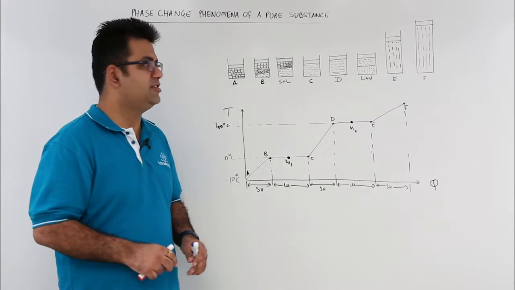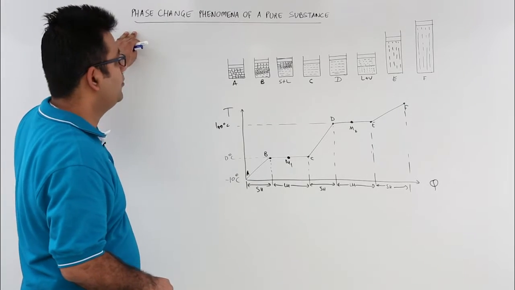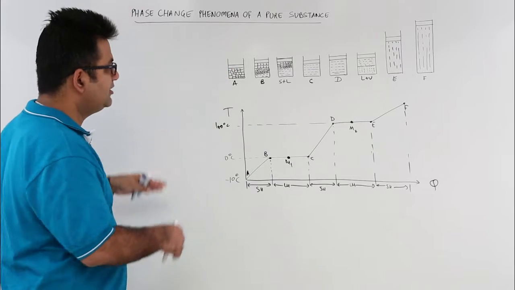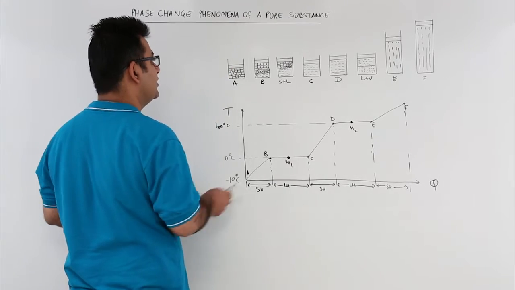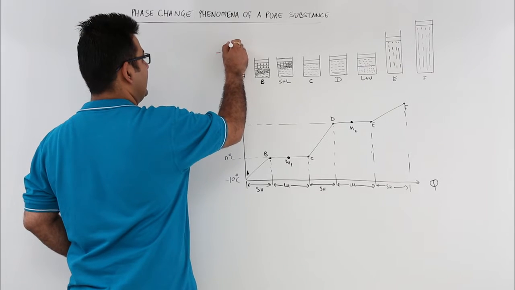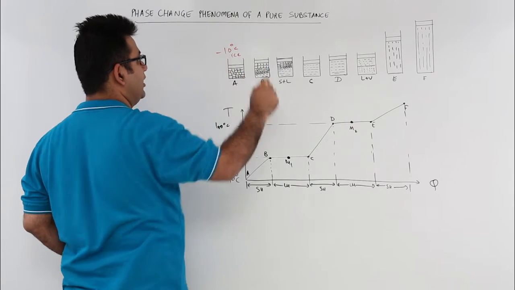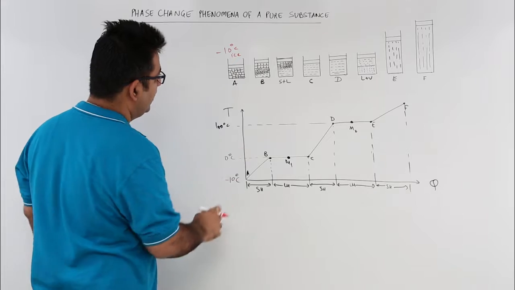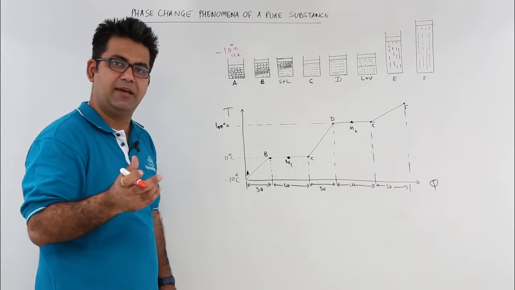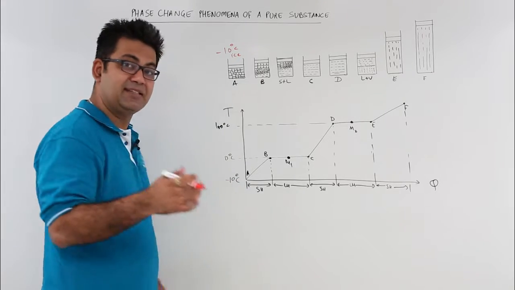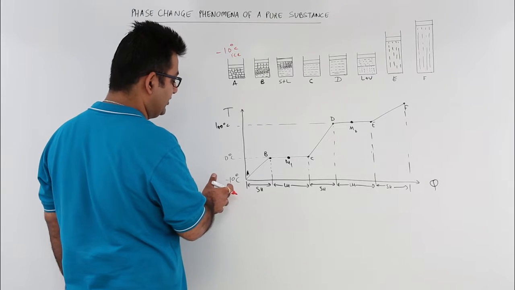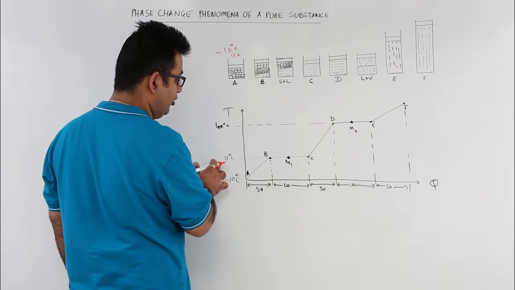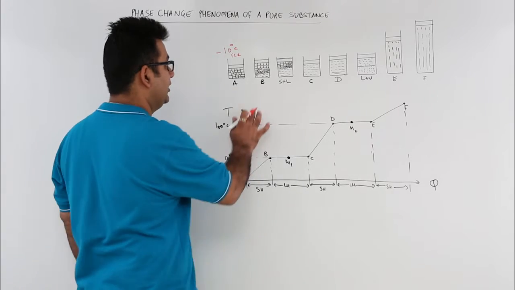Now in this video, we'll start looking at the phase change phenomena of a pure substance. To understand this, let us take a sample of ice at minus 10 degrees Celsius. So this is ice at minus 10 degrees Celsius, that is point A. Now we add some sensible heat to it, and by adding some sensible heat, the temperature rises from minus 10 degrees Celsius to 0 degrees Celsius ice, and that is state B.